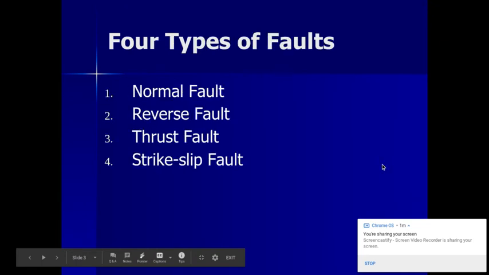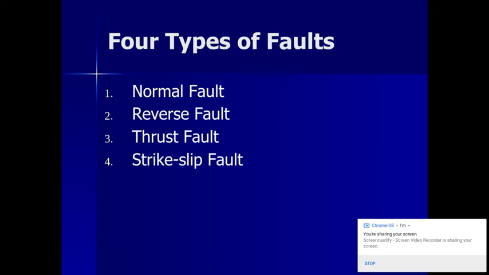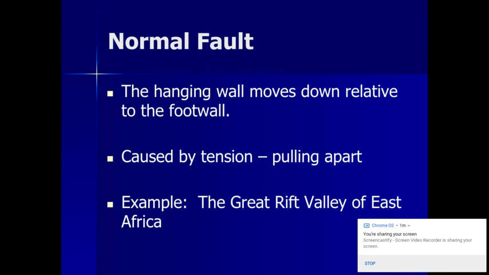We have four different types of faults we're going to talk about. There's a normal fault, a reverse fault, a thrust fault, and a strike slip fault. And each of these are different in the way that they move or the angle that they exist at. So in a normal fault, we got one side, which is called the hanging wall, and it's going to move down relative to the footwall. And it's called a normal fault just basically because it moves down. It's caused by tension pulling apart. If you're pulling two things apart, one's going to move down.